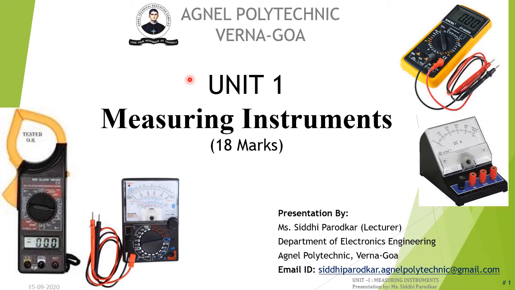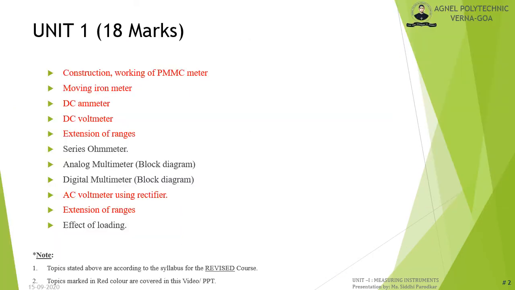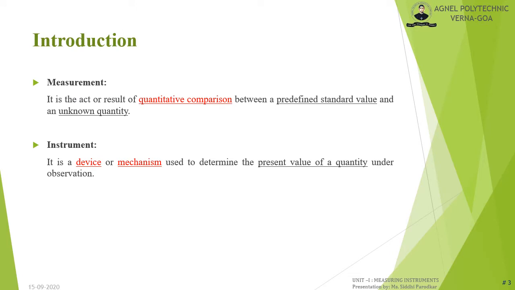Hello students, in this video session we will start with the first unit, that is measuring instruments. In this unit we will be studying about construction and working of PMMC meter, moving iron meter, DC ammeter, DC voltmeter, extension of ranges, series ohm meter, analog multimeter, digital multimeter, AC voltmeter using rectifier, extension of ranges and effect of loading. Name of this course is electronic measurement.